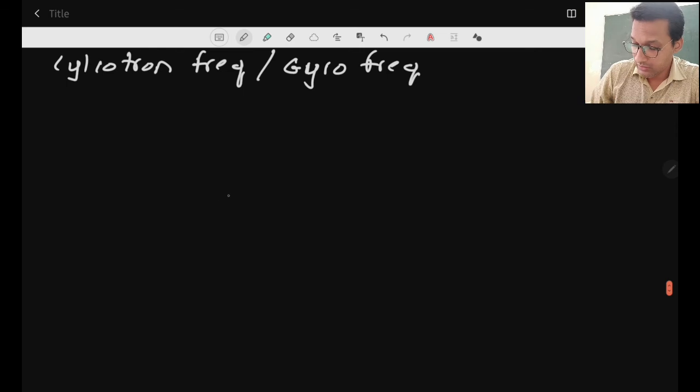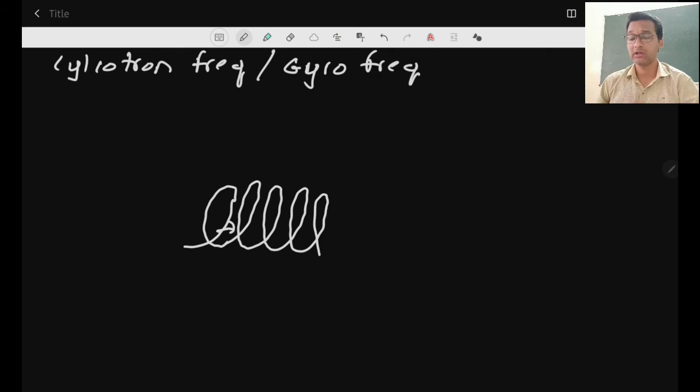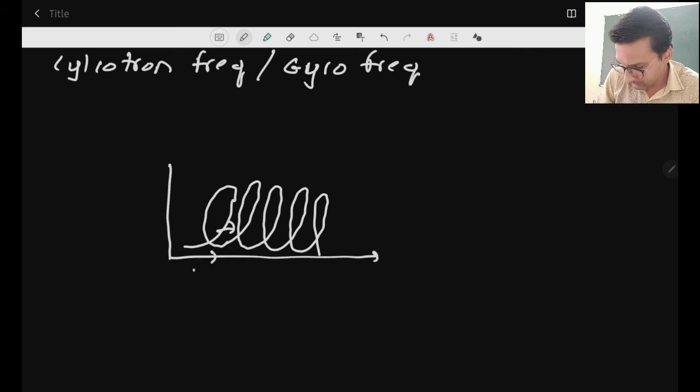Let us draw it here. The path will be circling, and at the same time it will also be moving in the forward direction. So the path will be helical, like coils of wire. These revolutions are because of the perpendicular component, and this forward motion is because of the parallel component of the velocity. It will not be affected.